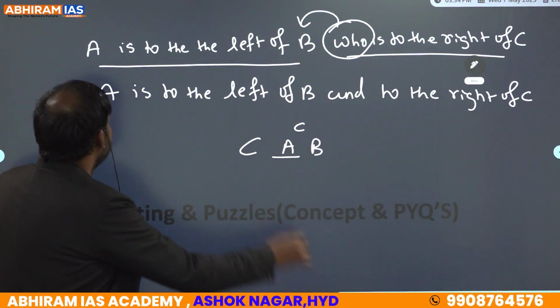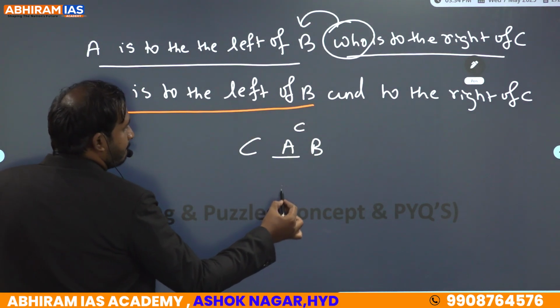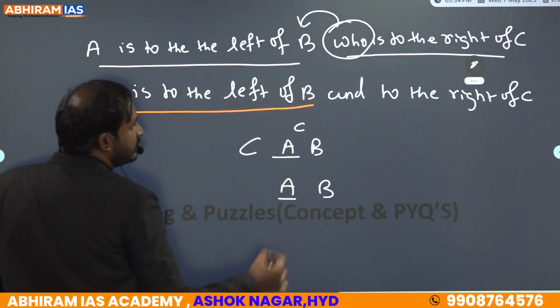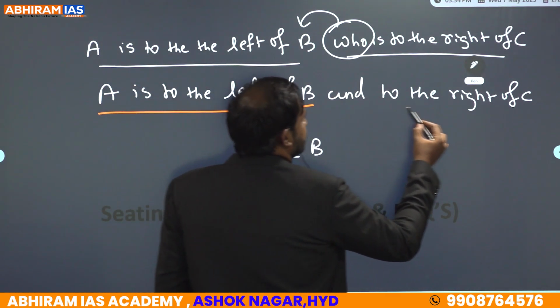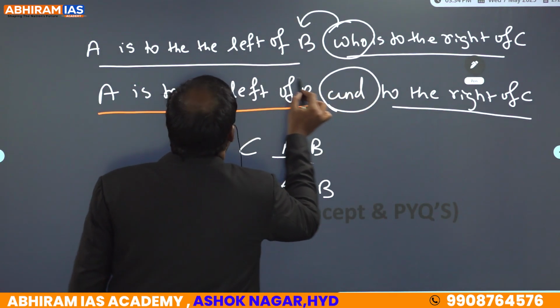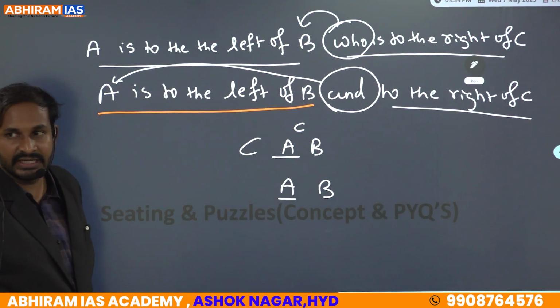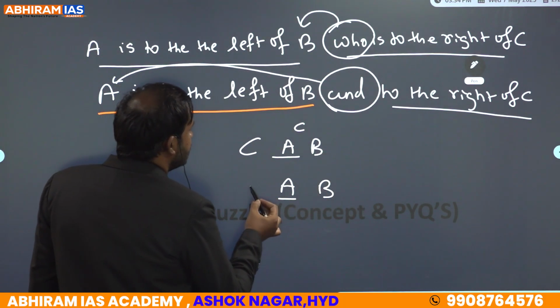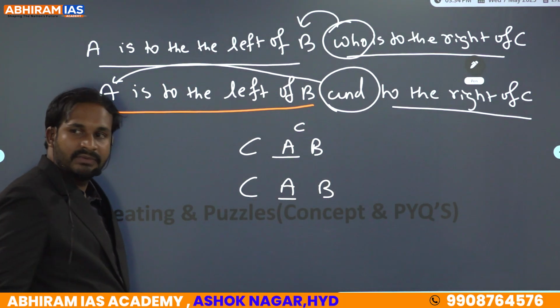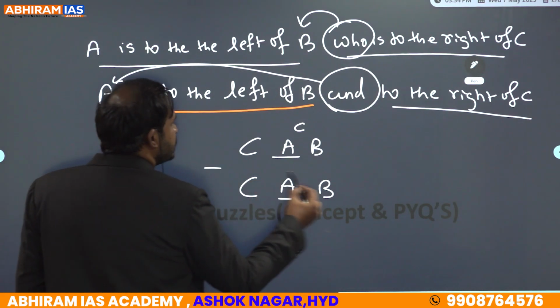Next one, A is to the left of B and to the right of C. And means now it will be related to the first person A. That means the same A is to the right of C. So we should understand this one.